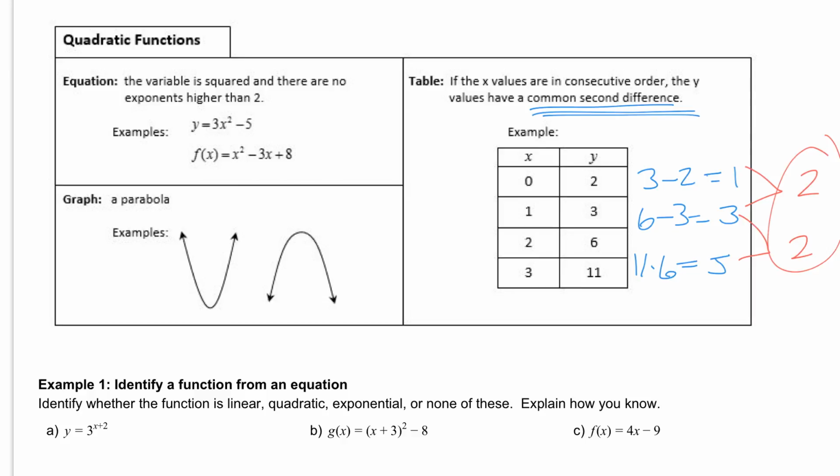We're going to use this information to help us identify functions from equations, graphs, and tables as we go through this next unit. If you have any questions about any of the functions, let me know. Otherwise, you can move on to example 2.